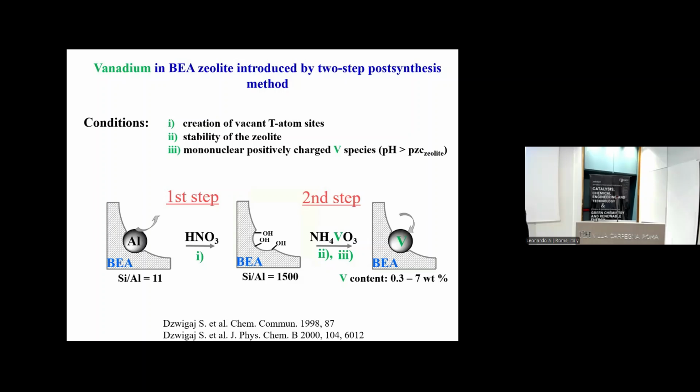In the second step, we contact this zeolite with an ammonium metavanadate solution. In this condition, there is the possibility to incorporate vanadium in the vacancy site by reaction of this precursor with the OH group. So in this case, the vanadium should be incorporated in the structure of the zeolite in the framework position. To continue that work, we see the next slide.